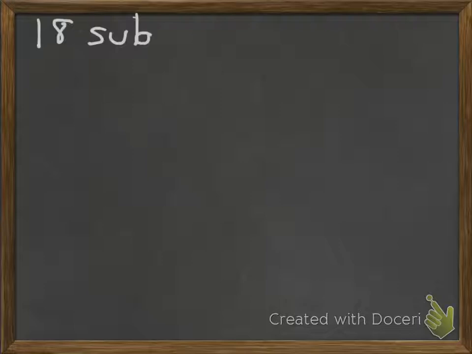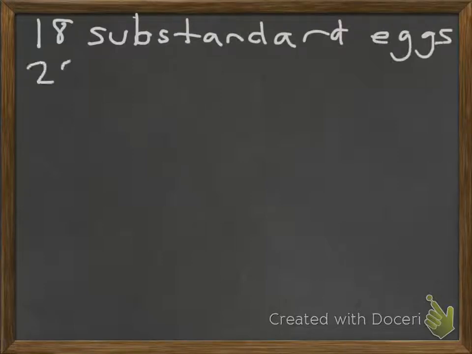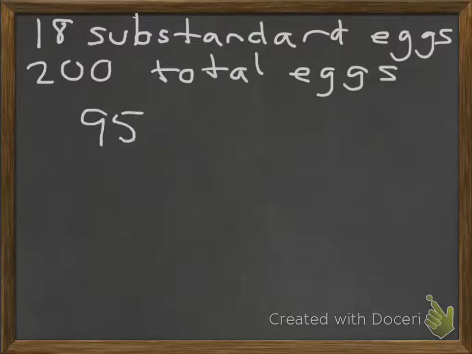So in this problem, let's just summarize the information. We're told that there are 18 substandard eggs, and that we take a random sample of 200 total eggs, and we want a 95% confidence interval. So this is what we want to do.